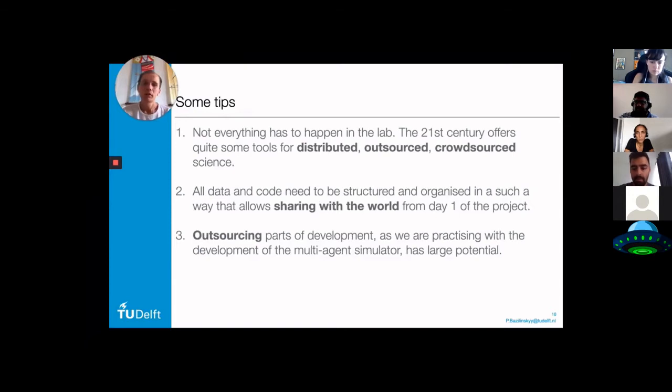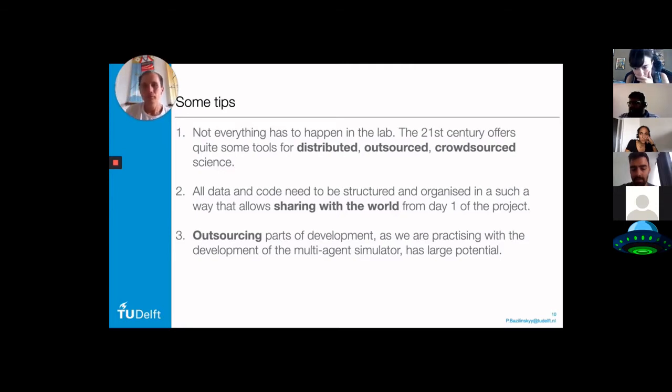Yeah, and not everything needs to happen in the lab today. The 21st century now actually offers quite a bit of tools for distributed, outsourced and crowdsourced science. So you can learn from the IT sector. I do come from the IT background, so I do know some of them by default. Maybe that's why it helped me to learn how to use them in academia as well. But you should learn from other examples, and if you see that some of your research can actually be done in a bit different, distributed and maybe citizen science way, then please go ahead.